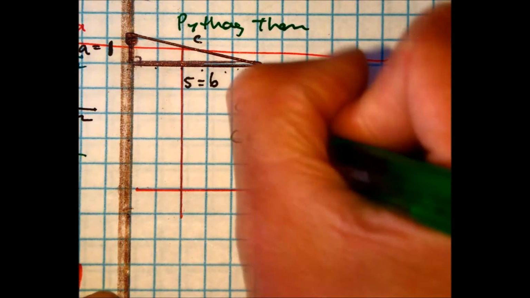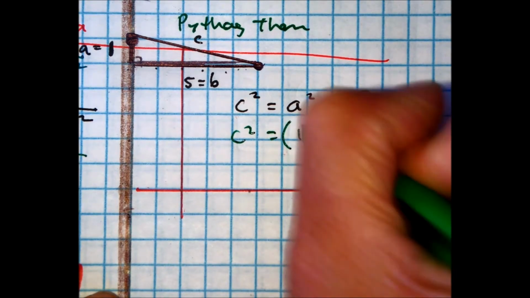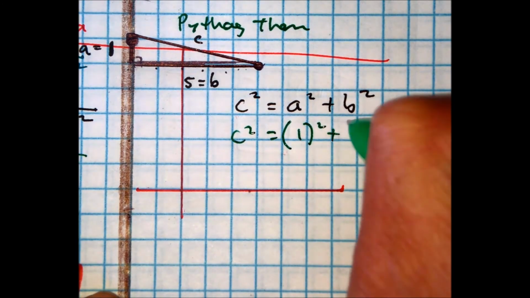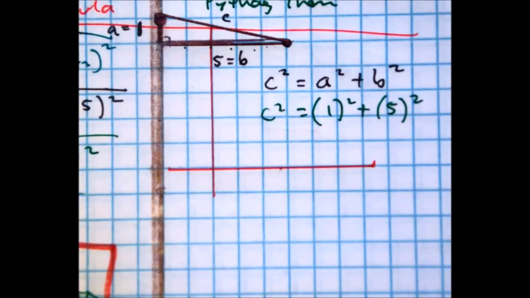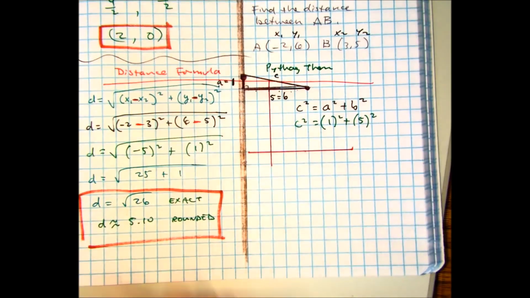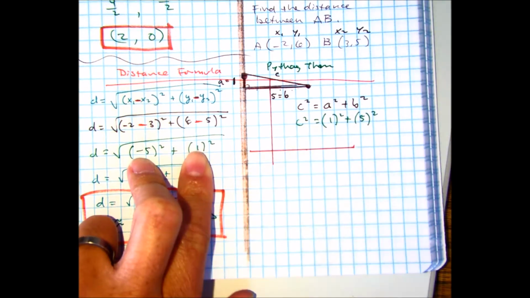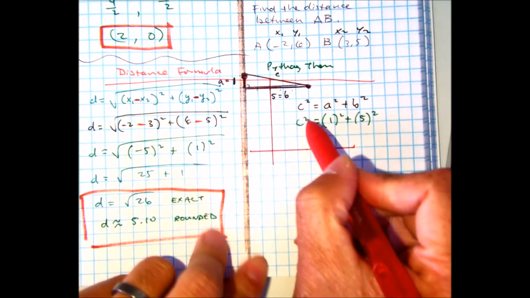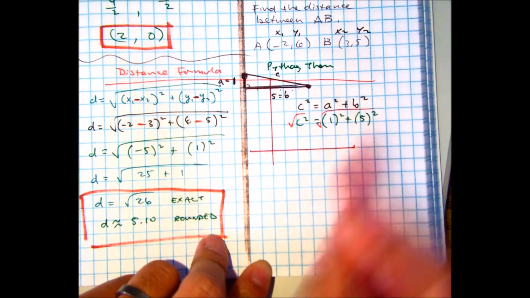C value is unknown. A value? 1. And your B value? Oh no, look at that! It's pretty much the same, isn't it? How do you get rid of the power of 2? You take the square root.